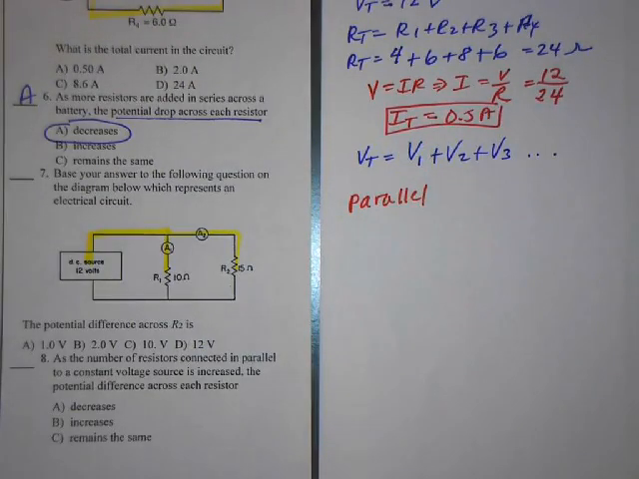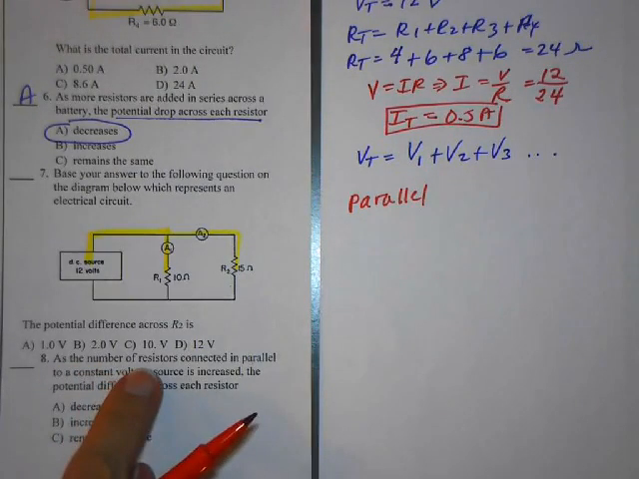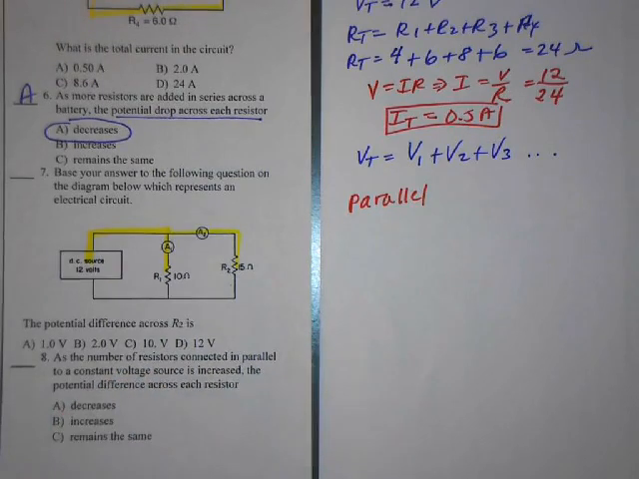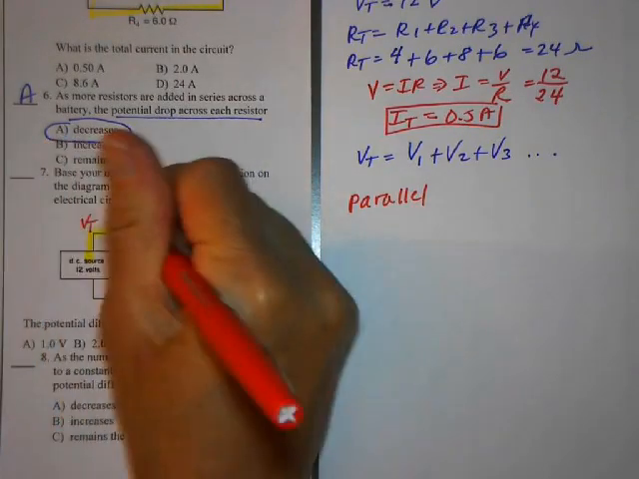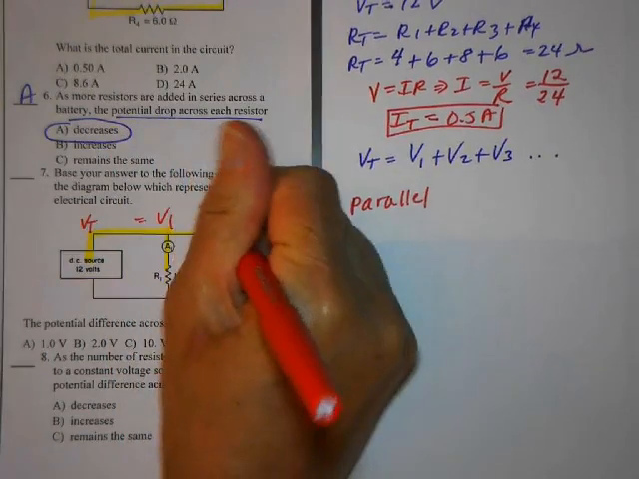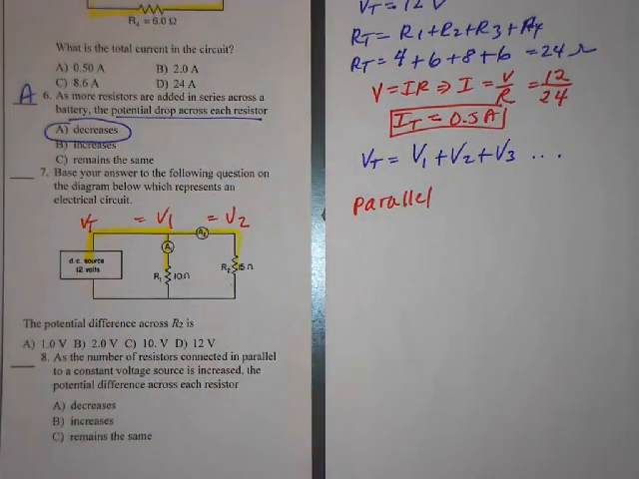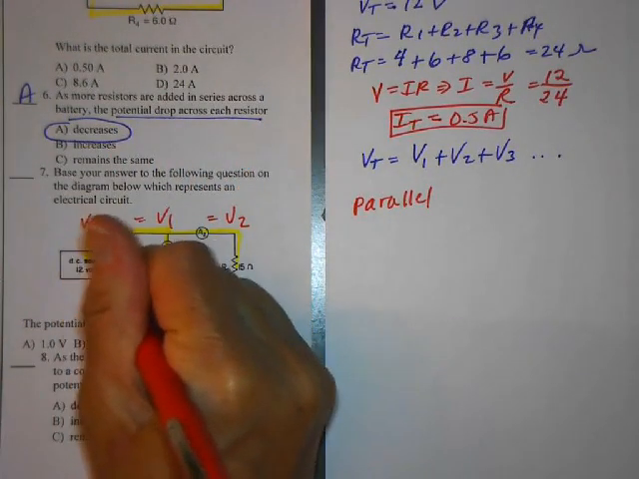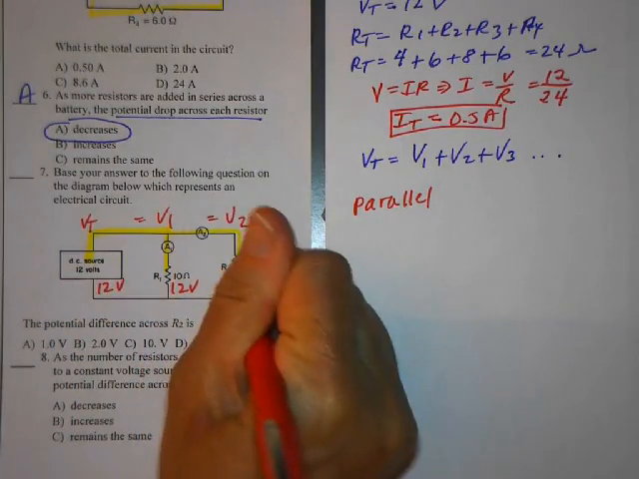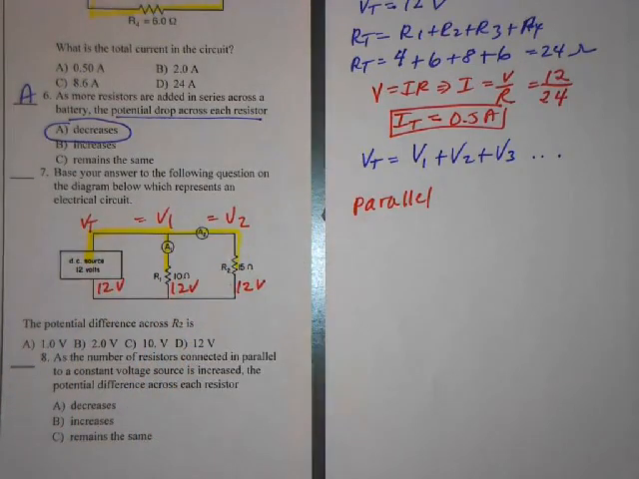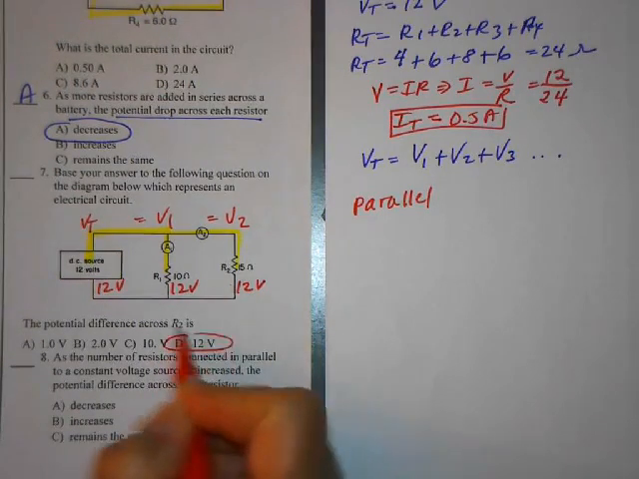So the question says, what's the potential difference across R2? Well, in parallel, VT is equal to V1, which is equal to V2. The voltage drop is the same. So if this is 12 volts, this is 12 volts, and this is also 12 volts. So the answer to number 8, oh, we're not calculating it. Oh, no, we're on number 7. So the answer to number 7 is 12 volts, and that's D.